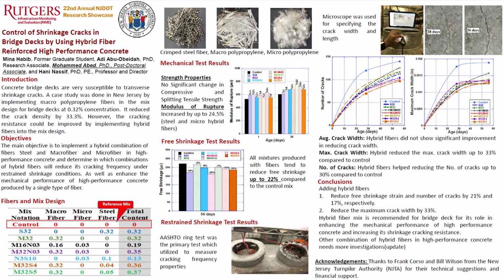Regarding the restraint shrinkage test, a hybrid of steel and macro polypropylene fibers helps reduce the number of cracks, and a hybrid of macro and micro polypropylene fibers helps reduce the crack width by up to 33%. In conclusion, it's proven that applying the concept of fiber hybridization in high-performance concrete enhances the mechanical performance and cracking resistance of concrete. However, other combinations of hybrid fiber in high-performance concrete need more investigation.